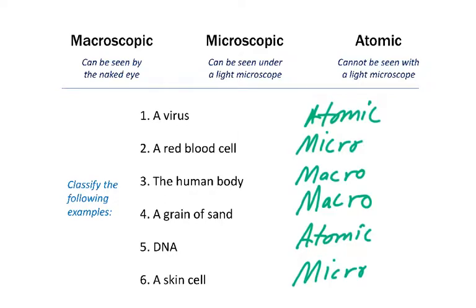Okay, and here they are. So a virus, atomic scale; red blood cell, microscopic scale; human body, macroscopic scale; a grain of sand, macroscopic; DNA, atomic; and a skin cell, microscopic.